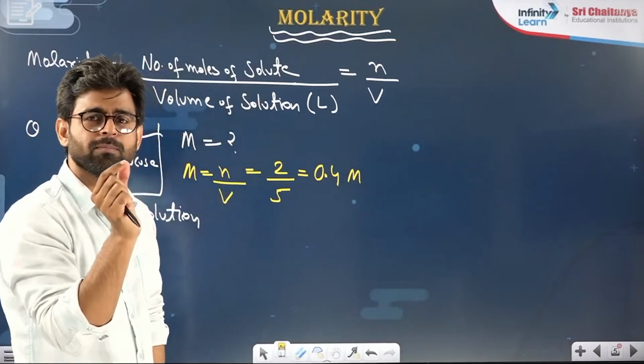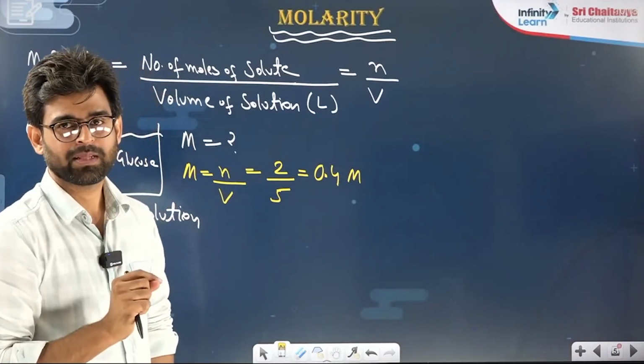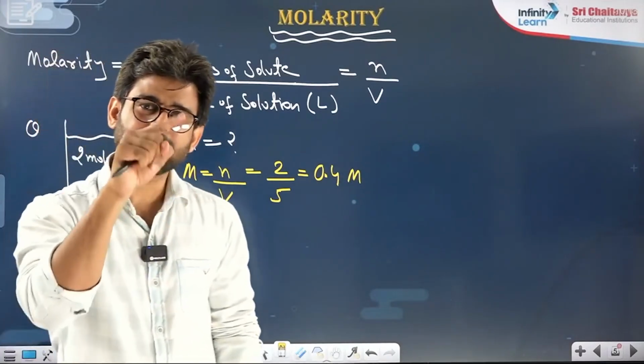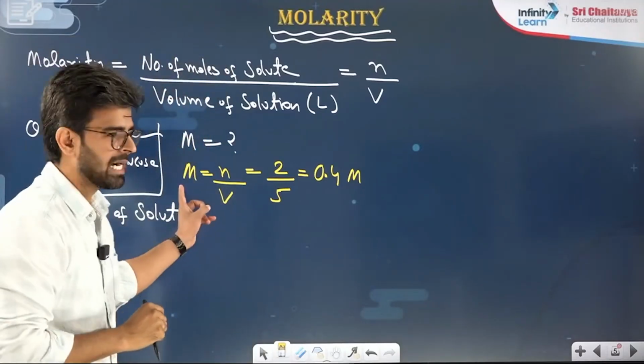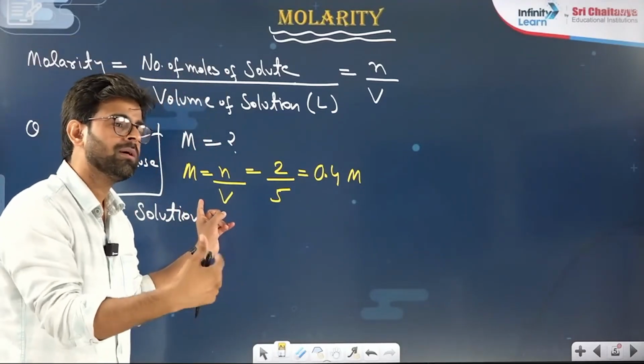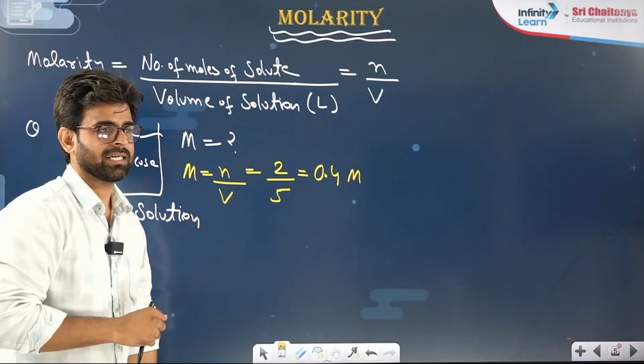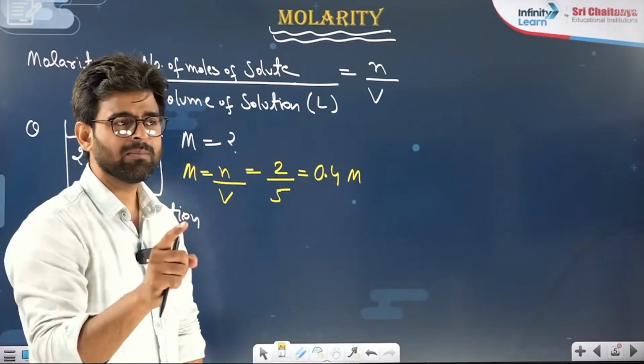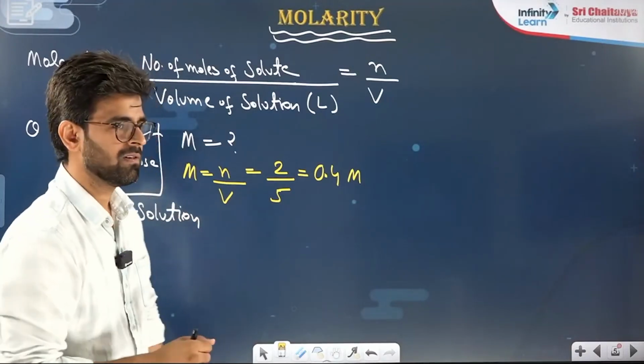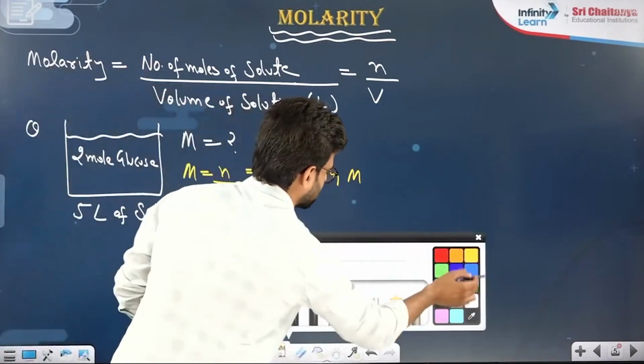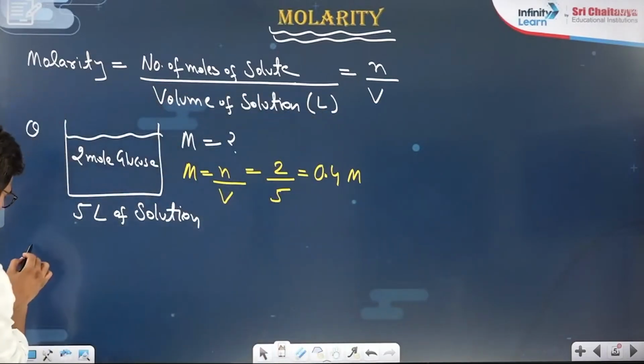What is the symbol to show molarity? Capital M. How do we show molarity? By capital M. Capital M is the symbol to show molarity. Be careful, not small m, it's capital M. Very good. Next, one more question. Carefully use the answer.